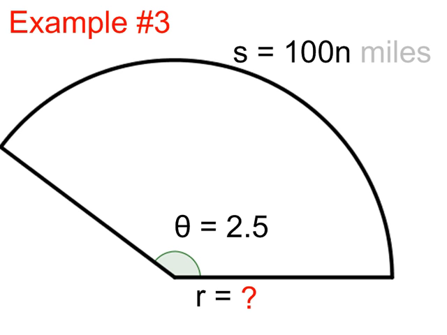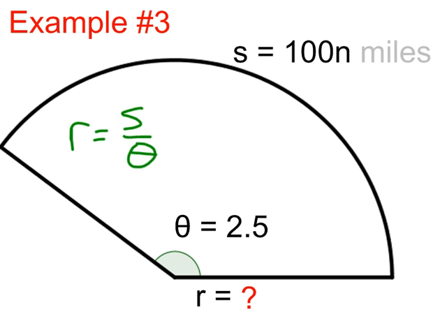Okay, how about this one where I give you theta and I give you s and I'm asking you to find r, the radius. So just to mix it up a little bit, I threw a variable in here. That n is a variable, that's not a typo. So 100 n miles is our value of s. And I'm not telling you what n is, but you can still deal with this. Here we would say r equals s over theta.